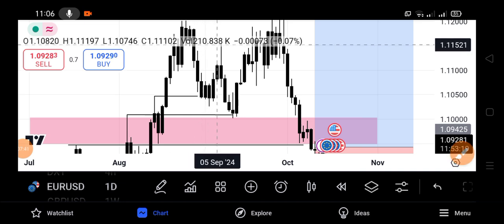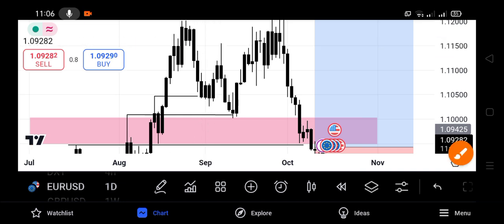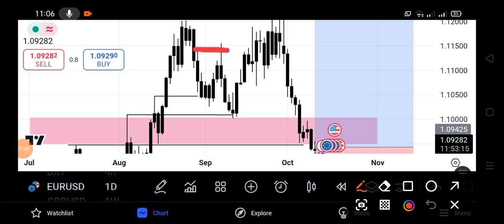Okay, and price spiked into that FVG and then went down. Where did it go down to, guys? To this spike here. Okay, and then after that, price went up and took liquidity, right?